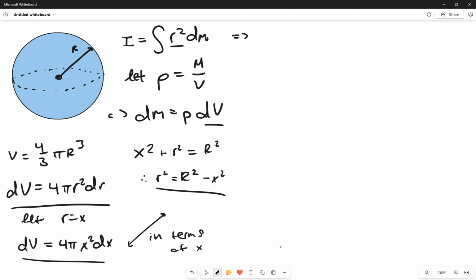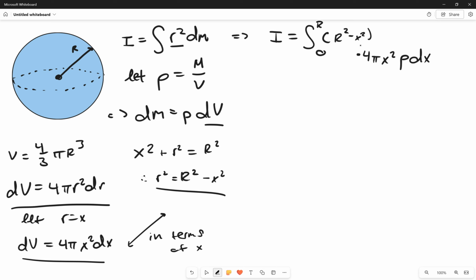So this whole thing implies that I is equal to the definite integral from 0 to R, because that's the big radius. Remember, we're using cross sections of this big sphere. We said that r squared is this down here, so this is just big R squared minus x squared, and I'll have to put dV in. Okay. And this whole thing is just times 4 pi x squared. And then we put in a rho, so now we have dx.